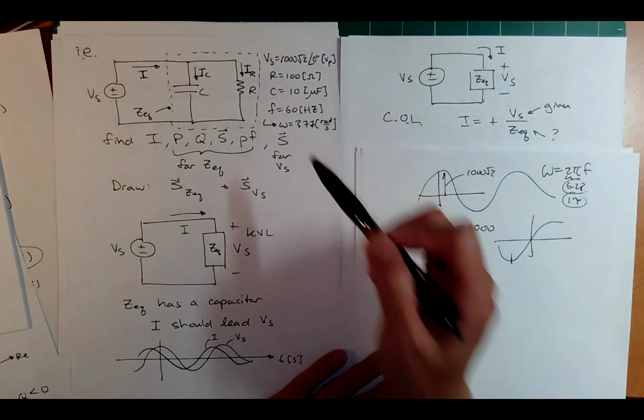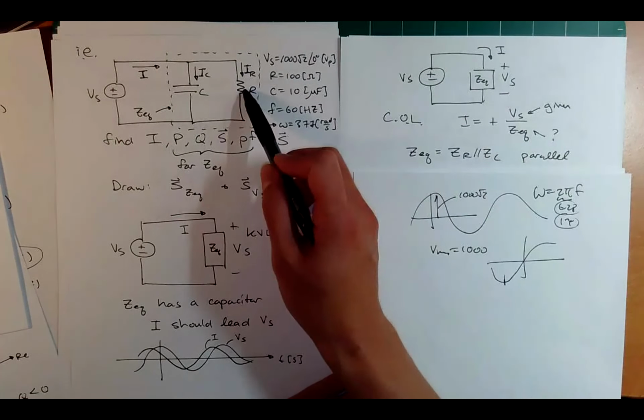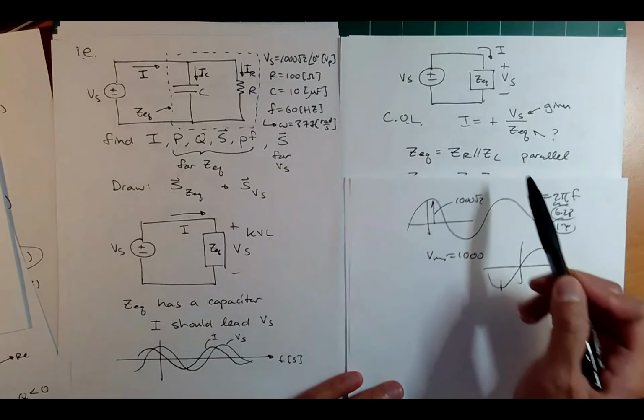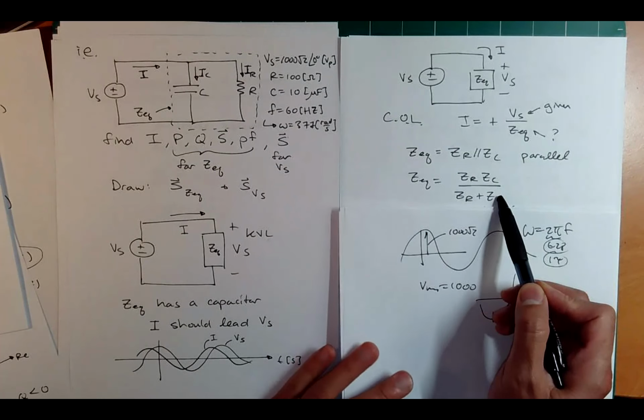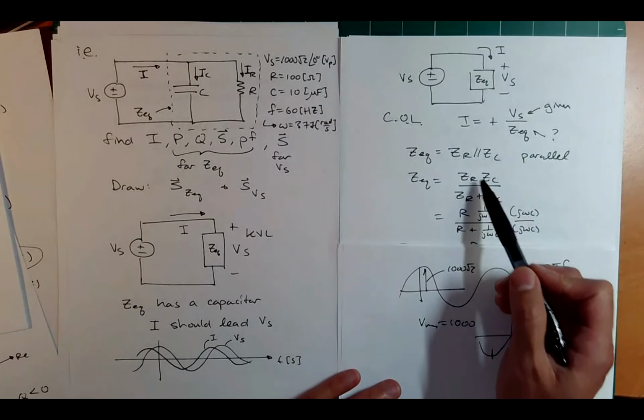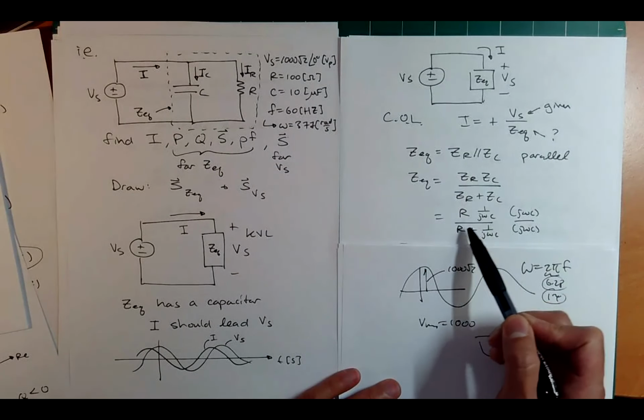We've got a resistor, capacitor, and frequency. We can see that these two are in parallel, so ZR in parallel with ZC. So it's ZR ZC over ZR plus ZC. Easy.